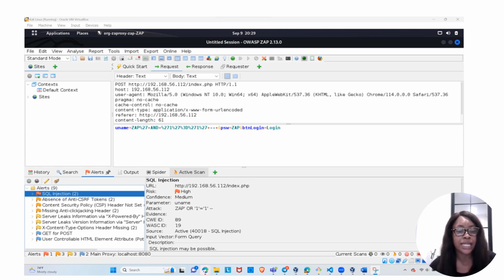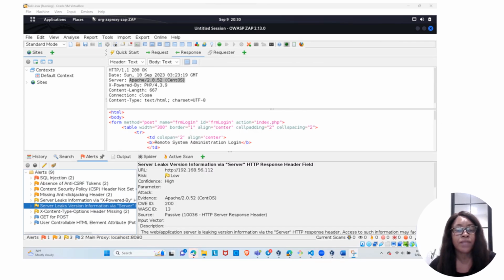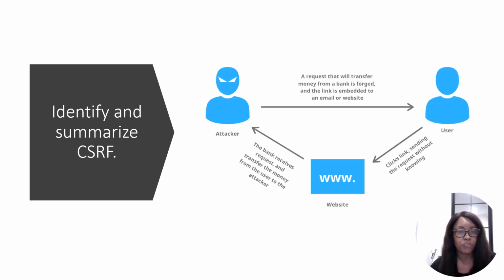On my next slide is the vulnerability as well, which is the server leaks version information via the Server HTTP response header field. This one came from the Apache 2.0.52, which is on open port 443.